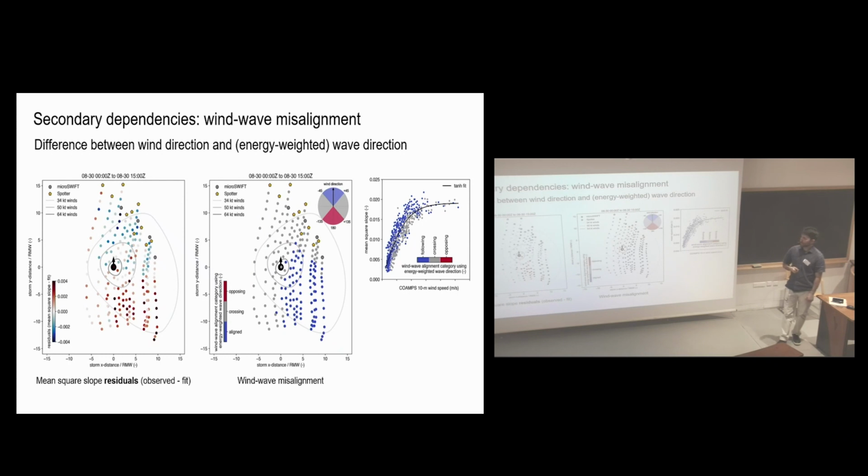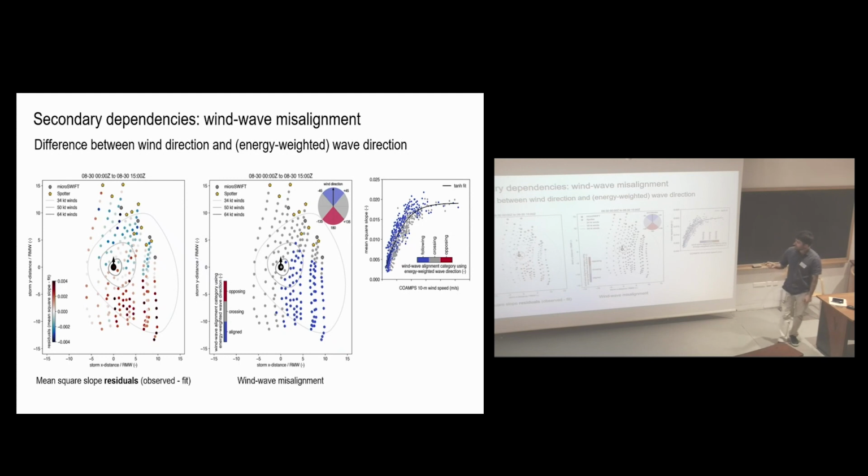But finally, if we turn to another metric, the wind-wave misalignment, I'm taking the wind direction from the model and comparing that to, in this case, the energy-weighted wave direction as measured by the buoys. I'm looking at the difference and the absolute difference.